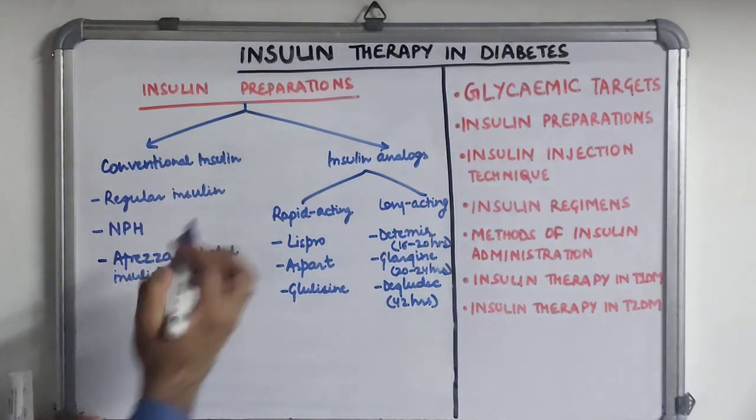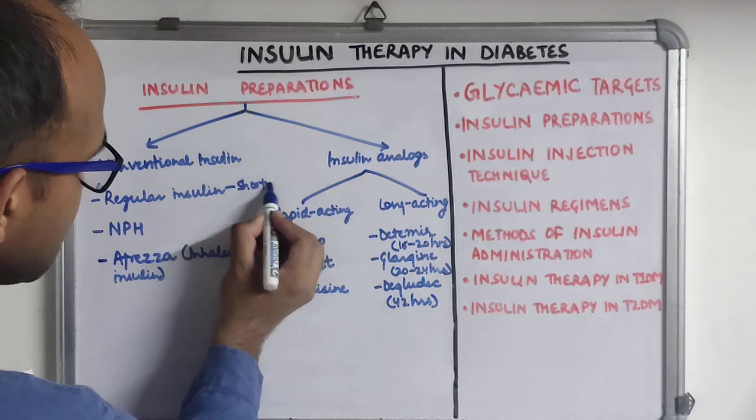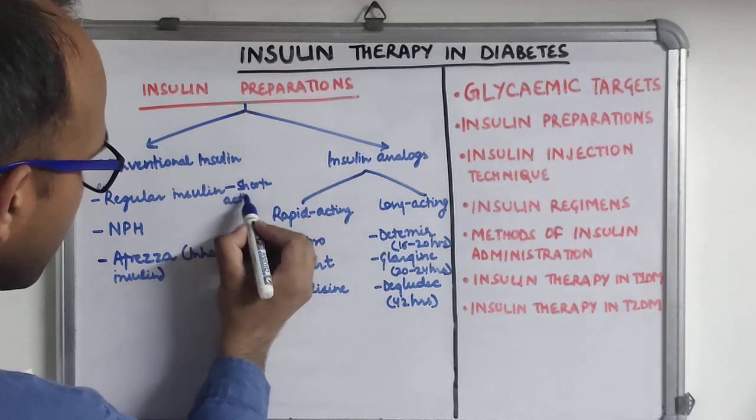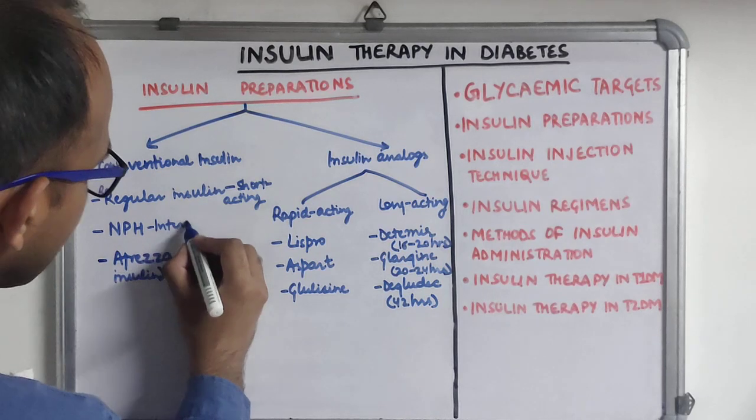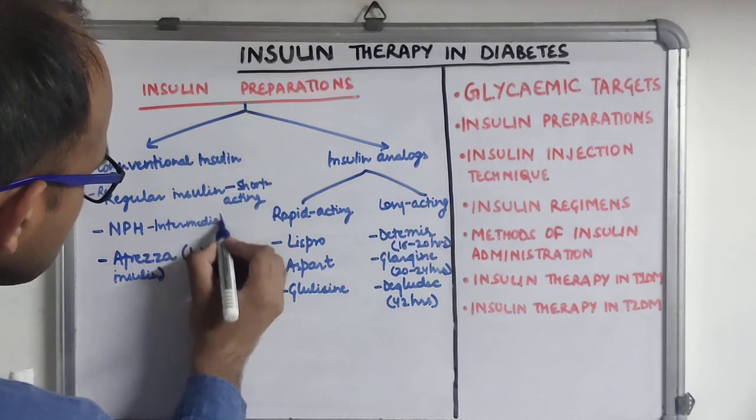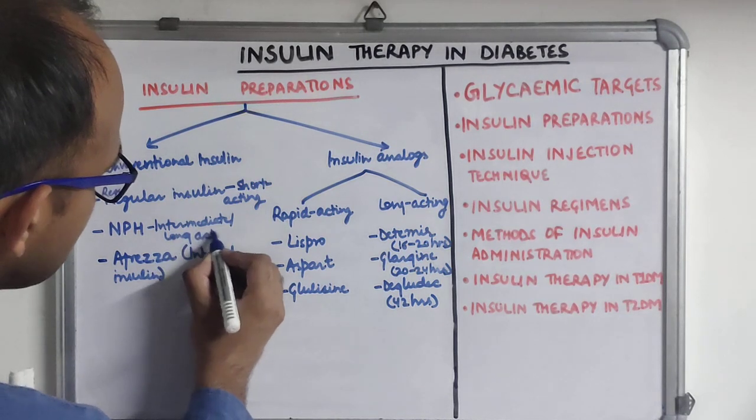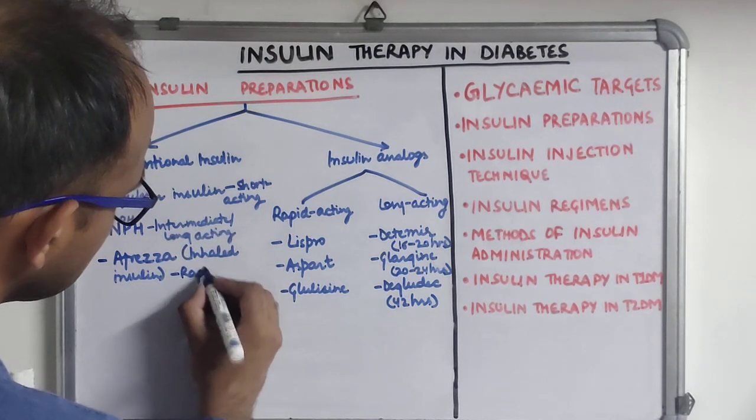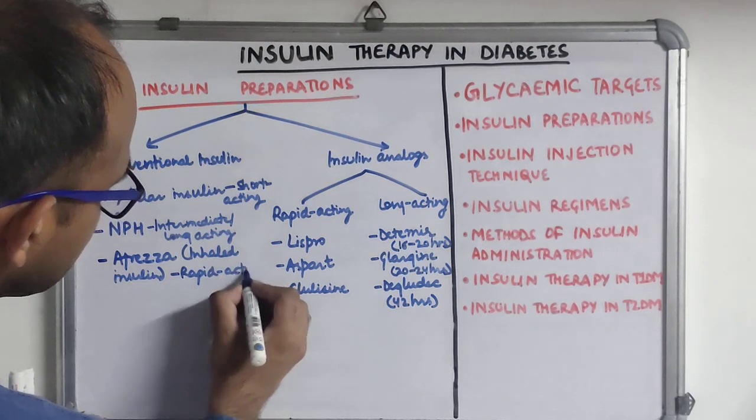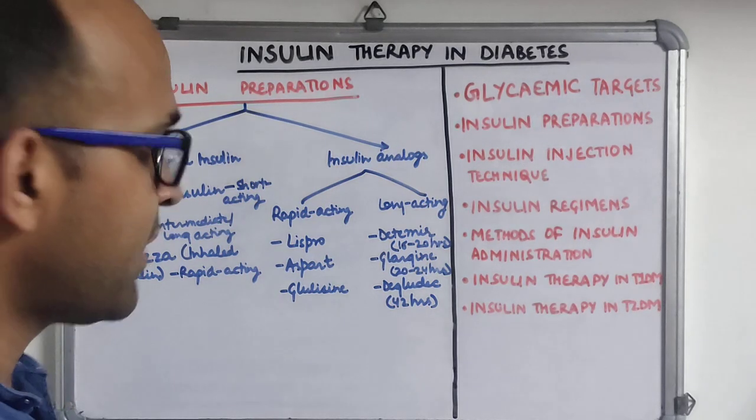And here, this regular insulin is short acting. NPH is intermediate to long acting. And this Afrezza, the inhaled form of insulin, is again rapid acting or short acting insulin. So this is about the insulin preparations.